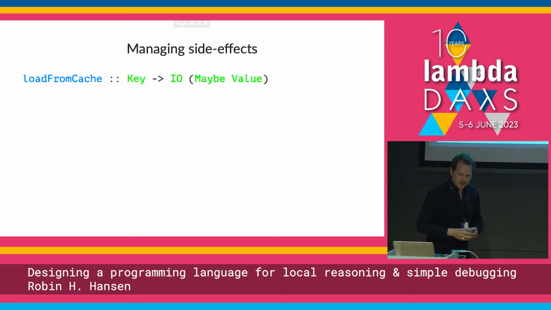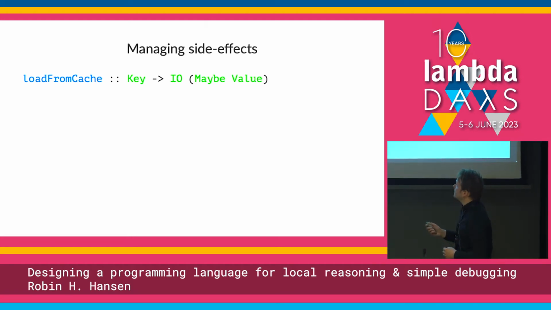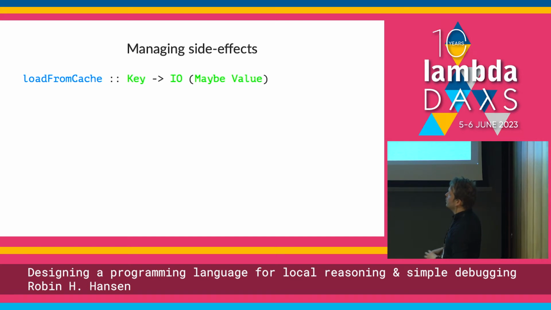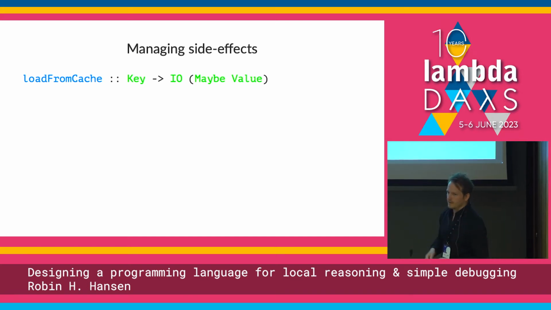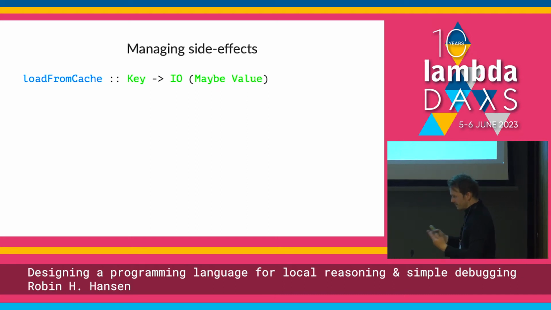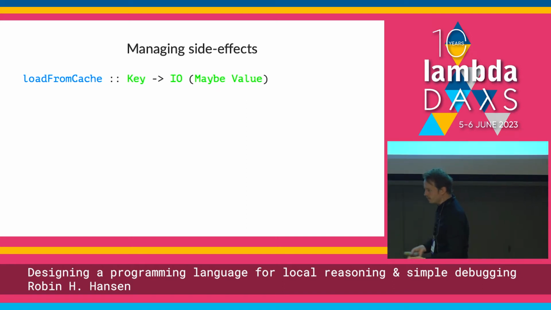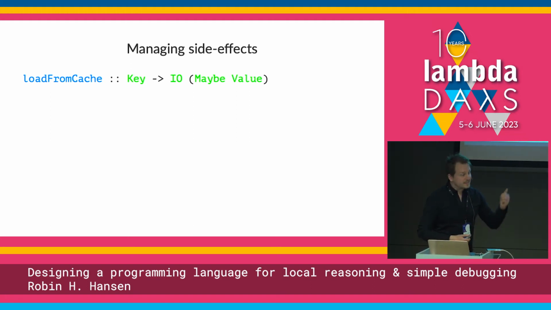Another thing to talk about is managing side effects. So this, again, is Haskell. And the interesting thing to note, this is some fictional load from cache function that takes a key and maybe returns a cached value. And the interesting thing to note is this IO thing, which means that the value can come from local disk, from the network, or even a combination of the two. And this is very helpful.